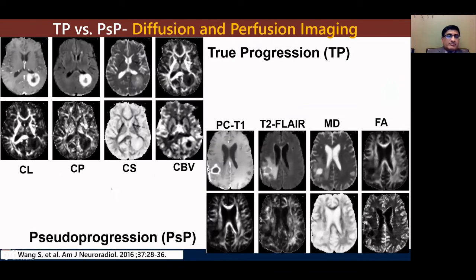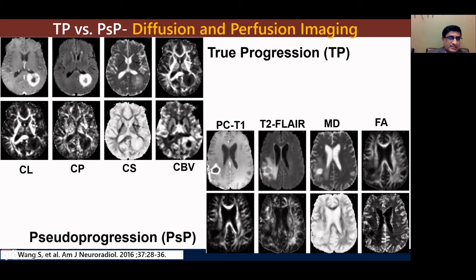So now this slide particularly shows one example of the TP (tumor progression) and this example of the pseudo progression. As you can see, the top row shows images of post-contrast T1-weighted, T2 FLAIR, mean diffusivity, and fractional anisotropy. The bottom row is showing images corresponding to coefficient of linear anisotropy, coefficient of planar anisotropy, coefficient of spherical anisotropy, and cerebral blood volume.